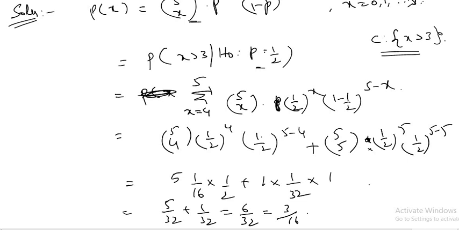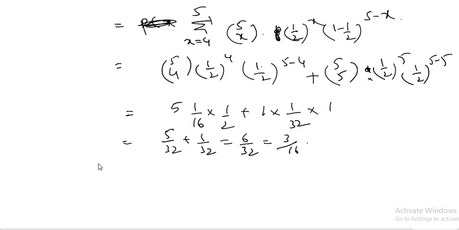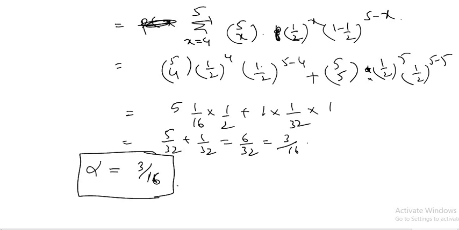So what did we get for alpha here? The level of significance alpha equals 3/16.